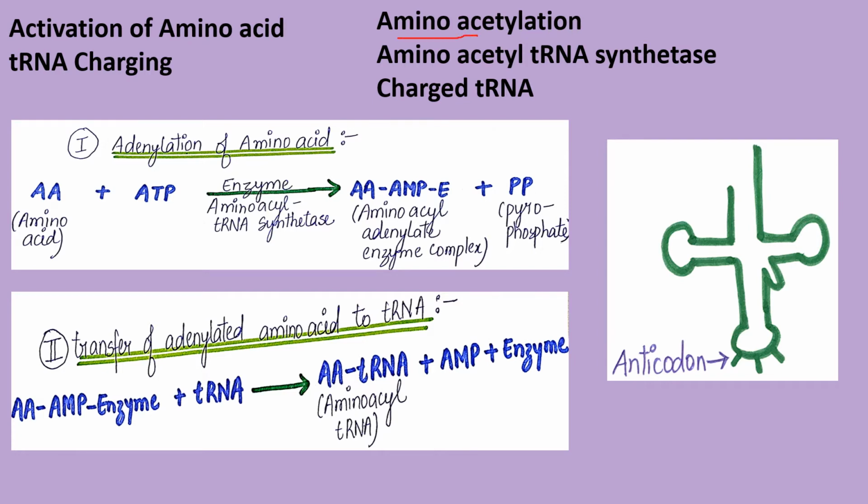Let's begin with aminoacylation or tRNA charging. First, I want to tell you two terms: charged tRNA and uncharged tRNA. See in the diagram of tRNA, this is the acceptor arm. It is the place where the amino acid is attached to the tRNA. So when there is no amino acid linked to the tRNA, that tRNA is called uncharged tRNA. Here at this time there is no amino acid linked to the acceptor arm, so this tRNA is called uncharged tRNA.